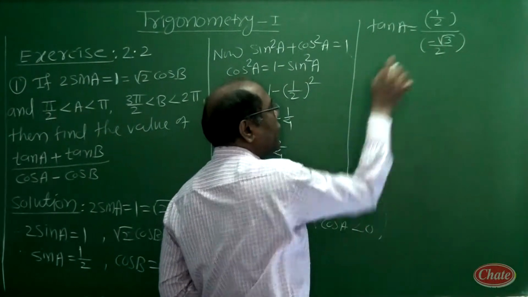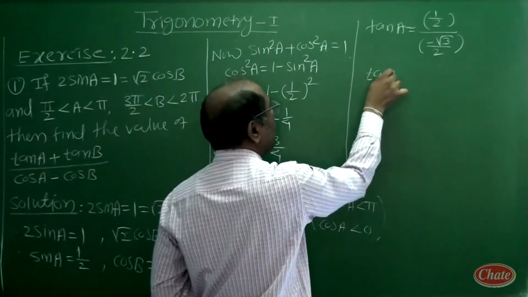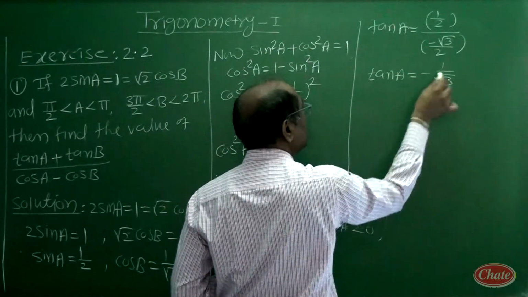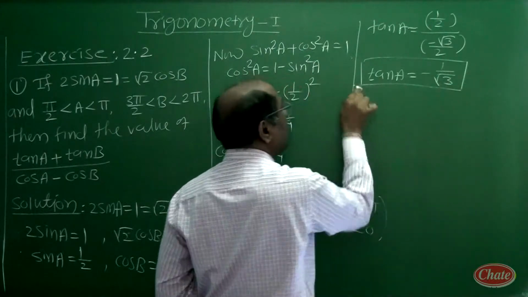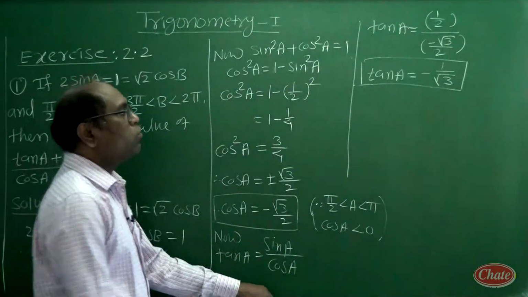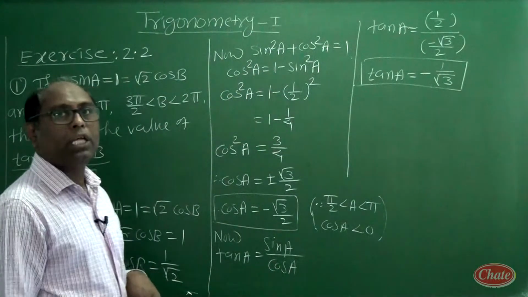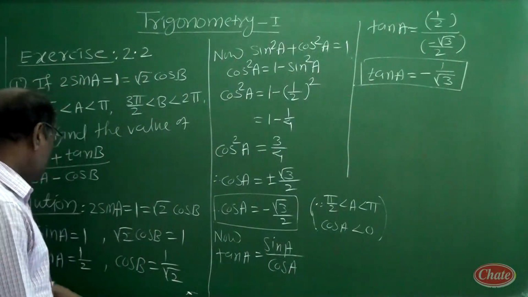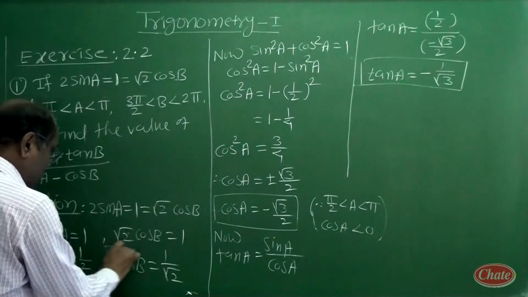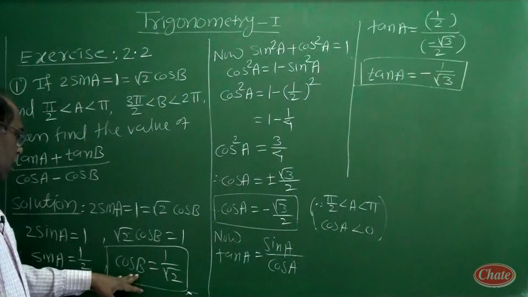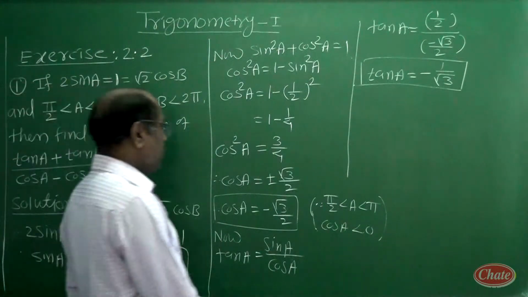So here the 2 gets cancelled. Therefore tan A is equal to minus 1 upon root 3. Okay. Now see here cos B is equal to 1 upon root 2. Now to find out the value of sin B.